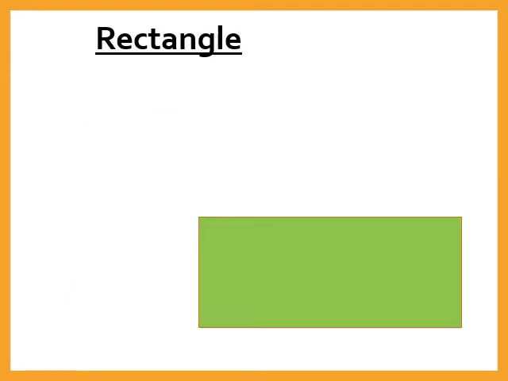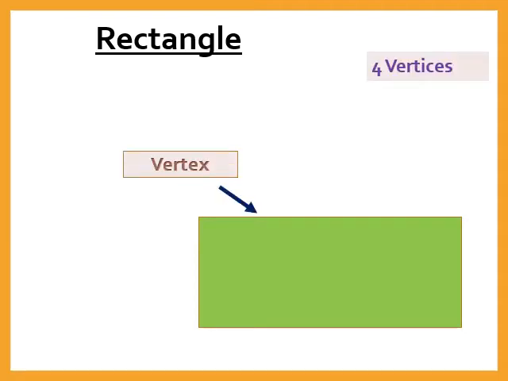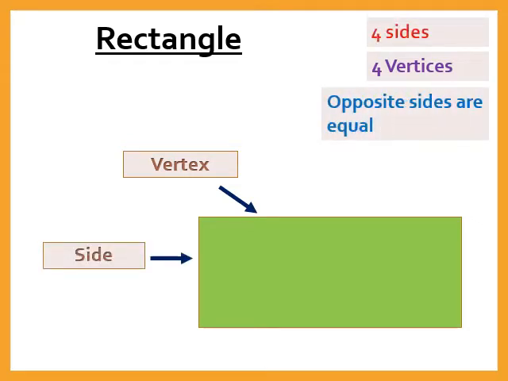Now let's revise the plane figures. This is a rectangle. A rectangle has 4 vertices, 4 sides. The opposite sides of a rectangle are equal. The examples of rectangles are plain sheet, door, etc.